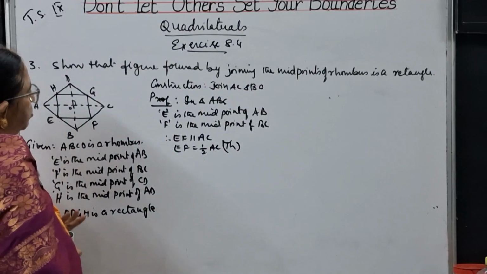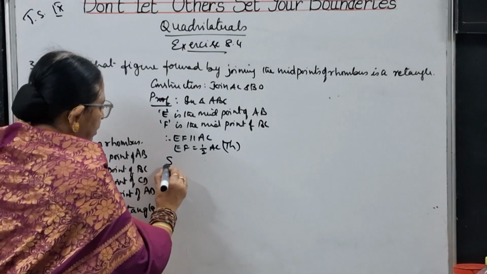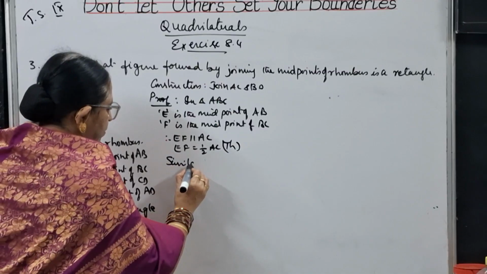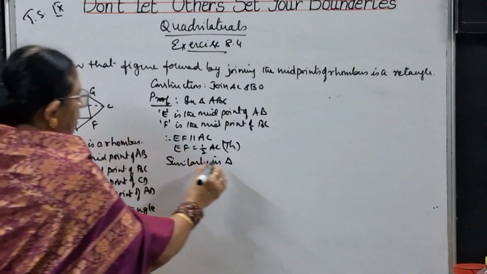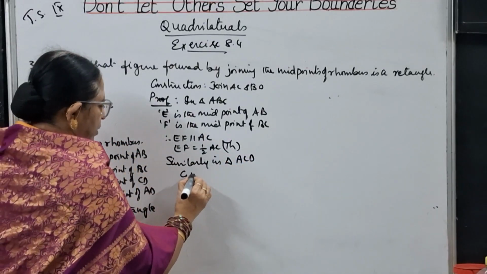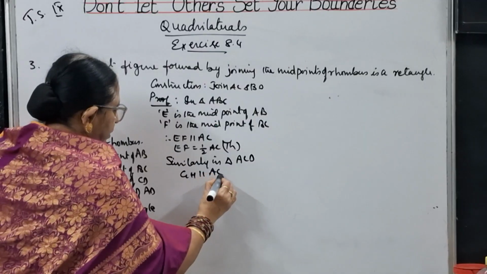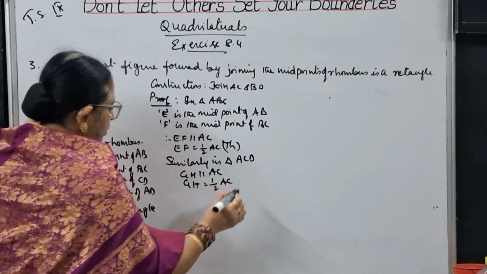The line joining the midpoints of two sides of a triangle is parallel to the third side and also it is half of the third side. So basing on that, I have proved that EF is parallel to AC and EF is half of AC. Similarly, in triangle ACD, GH is parallel to AC, GH is half of AC.